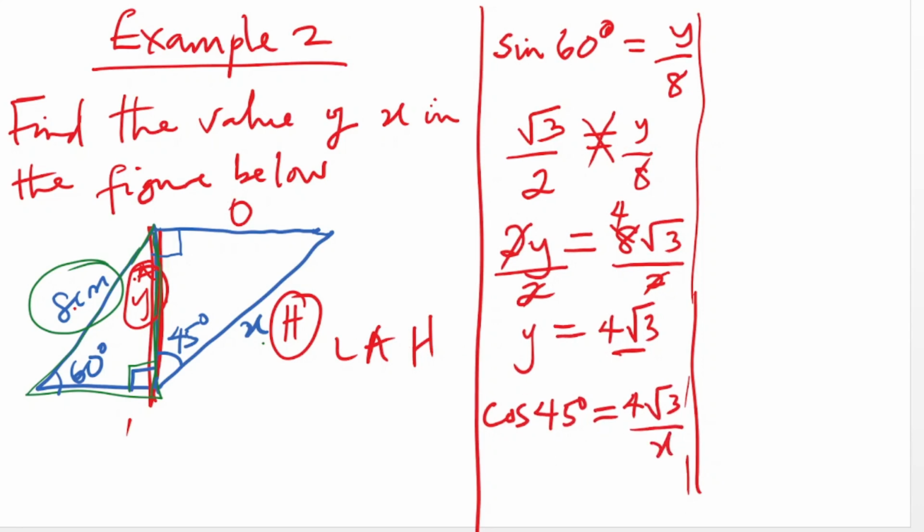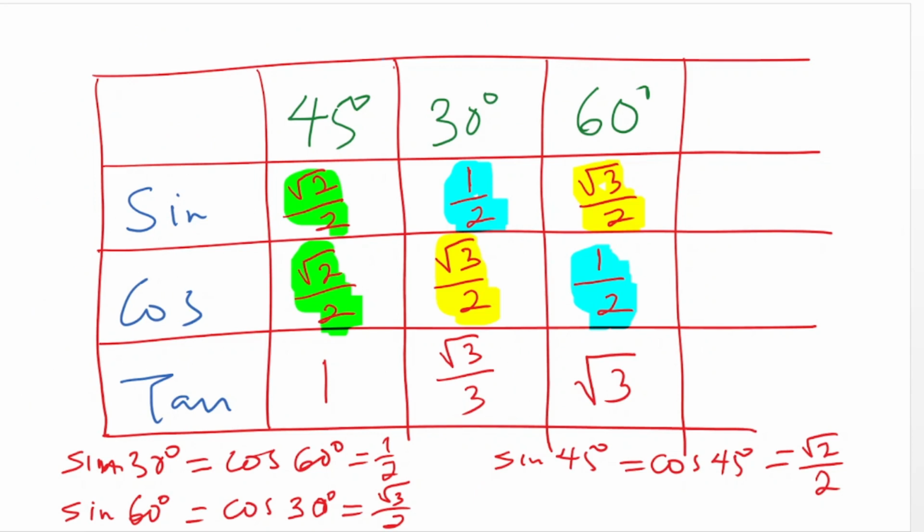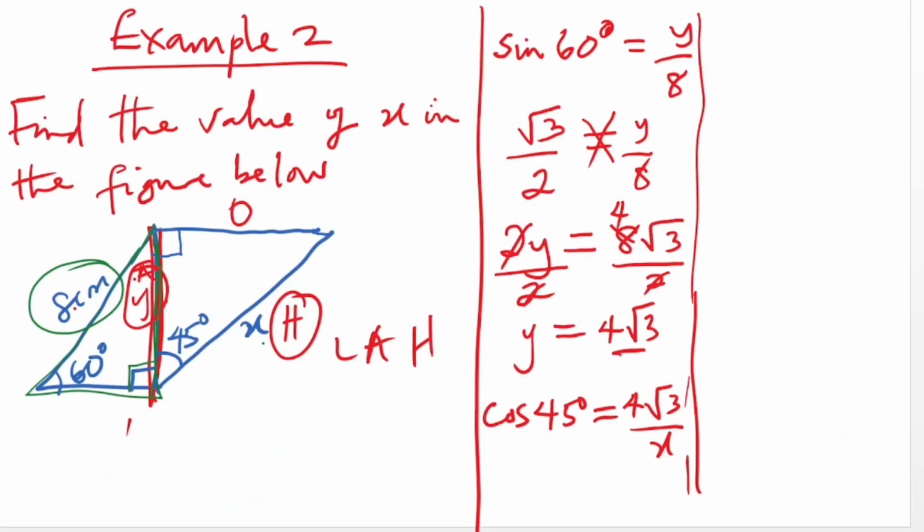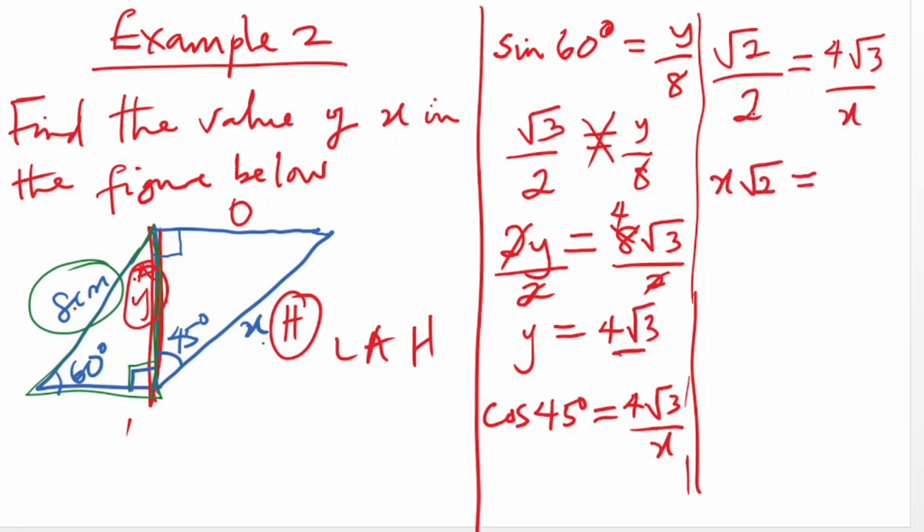So we're now going to go to the table again and find what cos 45 degrees is. Cos 45 degrees is root 2 over 2. So we're going to replace cos 45 with root 2 over 2, equals 4 root 3 over x. So we can then cross multiply here. We have x root 2 equals 2 times 4, that's going to be 8 root 3.